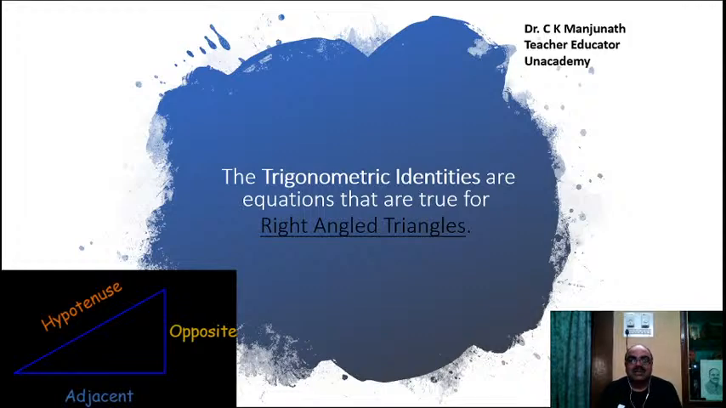Dr. C.K. Manjunath here with trigonometric identities. When I speak about trigonometric identities, I always talk about right angles, the right angled triangles. Trigonometric identities are the equations that are true only for right angled triangles.